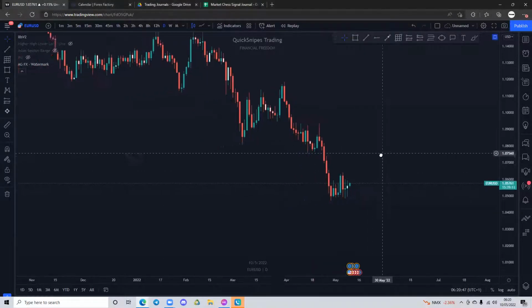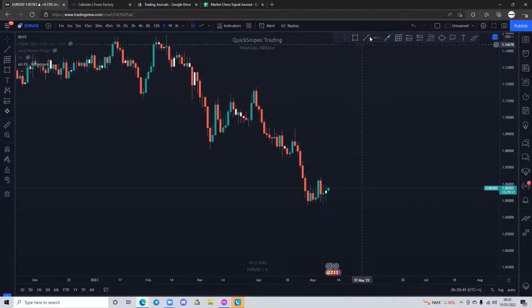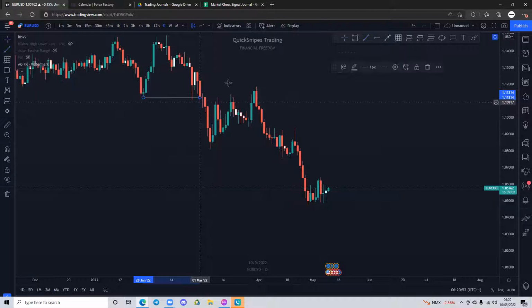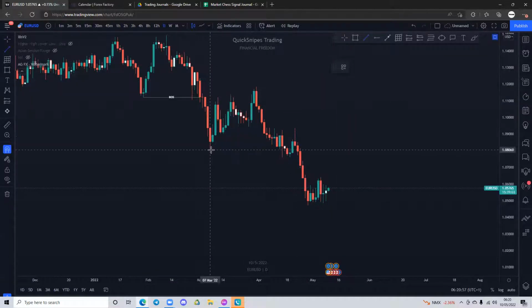Starting on the daily, what we can see is generally we are very, very bearish. There's clear breaks of structure following a heavy bearish downtrend.